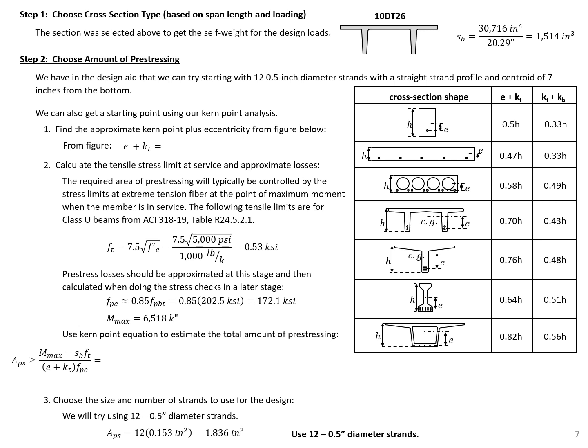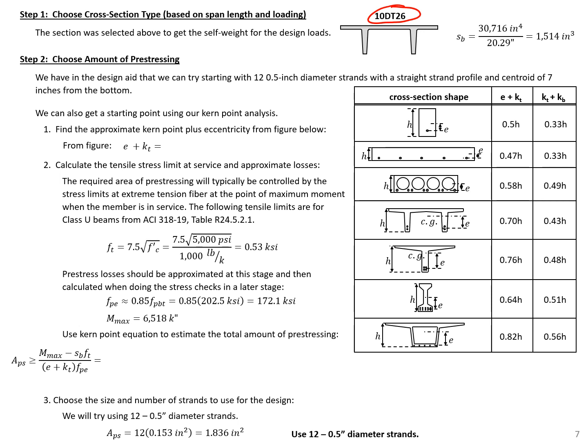We're now ready to move into the design phase. So first we can choose the cross section. We did this already and we found that we'll use a 10 DT 26 pre-topped double T section with a 10-foot top flange. Next, we need to choose the amount of pre-stressing.